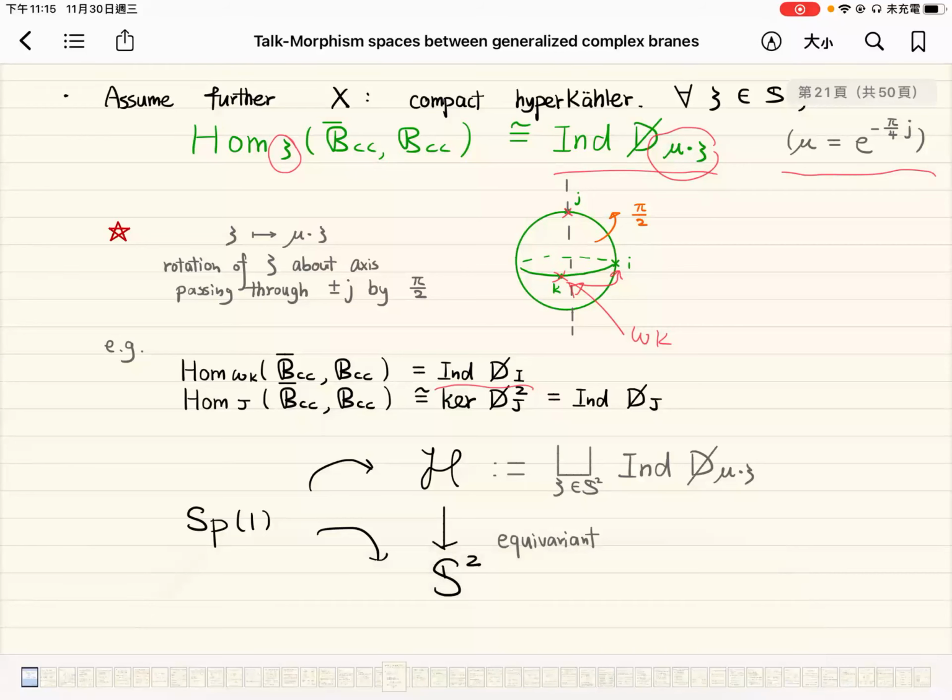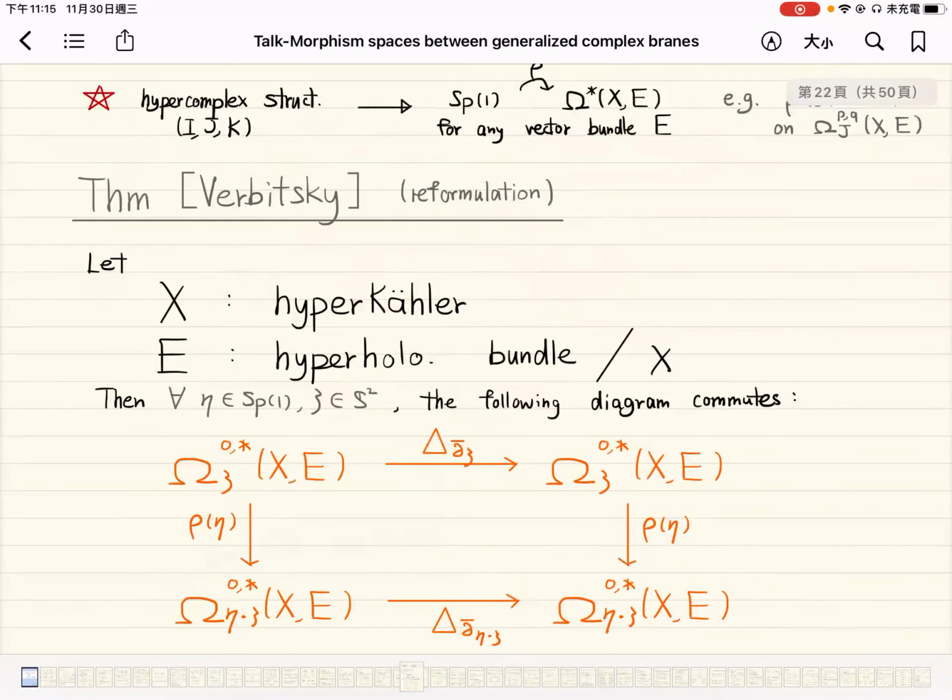And after explaining this one, maybe someone is familiar with hyperkähler geometry, and maybe you know that there are some theorems apparently very similar to our result, but indeed they are very different. So let me tell you another theorem given by Verbitsky, one of the experts in hyperkähler geometry.